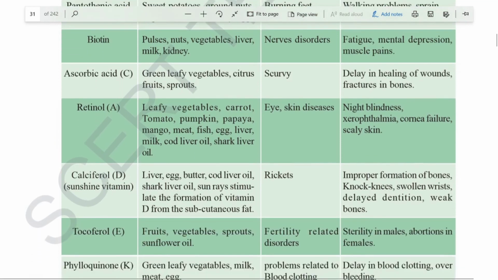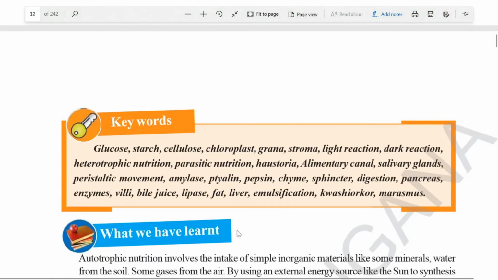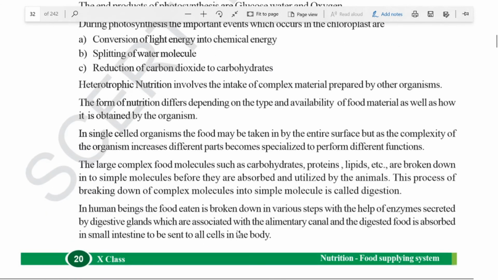Calciferol, vitamin D, is also called the sunshine vitamin. Deficiency of this causes rickets. Tocopherol, phylloquinone: problems related to blood clotting. So these are the vitamin names, the sources from where we can get these vitamins, the diseases caused by their deficiency, and the symptoms of these diseases. These are the keywords we have learned in this chapter.